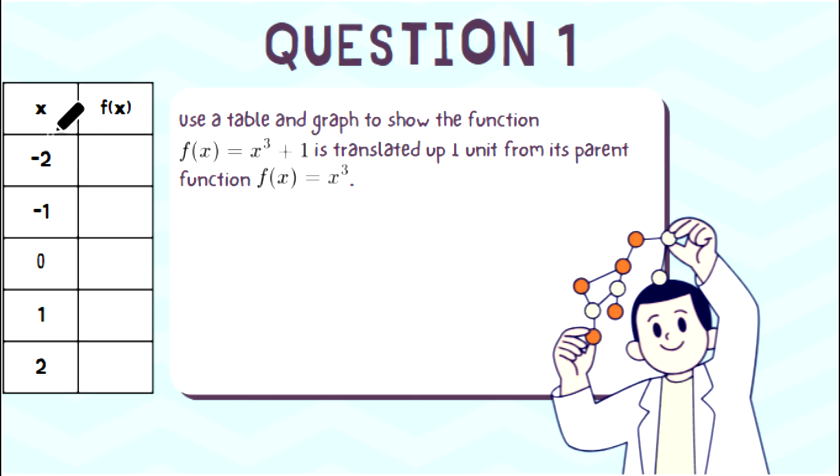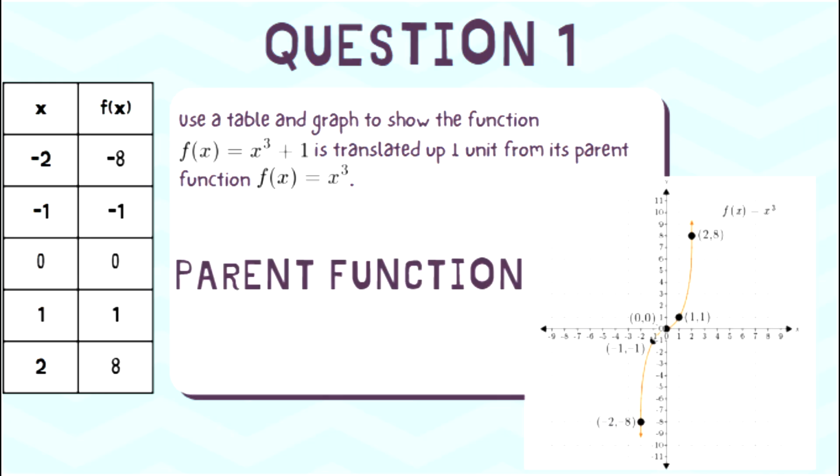So the first thing you have to do is get your x values and do it for the parent function. And the parent function says f of x is equal to x cubed. So x cubed is negative 2 times negative 2 is positive 4 times negative 2 becomes negative 8. Negative 1 times negative 1 is positive 1 times negative 1 is negative 1. 0 times itself is always 0 no matter how many times you do it. 1 times 1 times 1 is 1. 2 times 2 times 2 is 8. So that's what your chart should look like. These are coordinate pairs that you can then graph. So your parent function is going to look like that, okay?